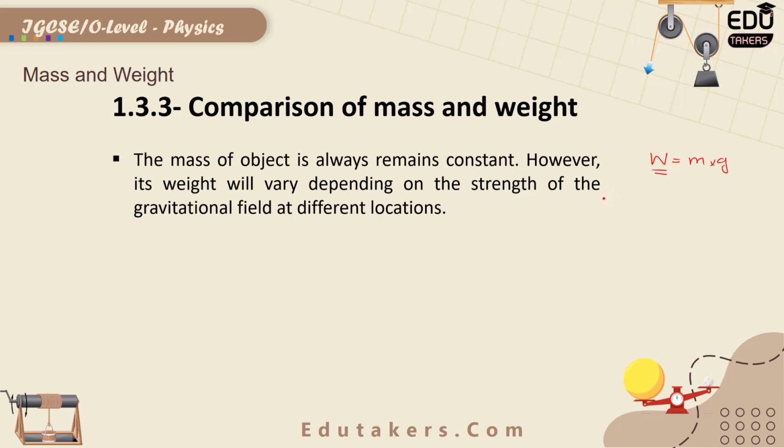That's why the mass of the object remains constant, it does not change, but the weight of the object, depending upon the gravitational field strength, varies from location to location. So it's given here, the mass of an object always remains constant. However, its weight will vary depending on the strength of the gravitational field at different locations.